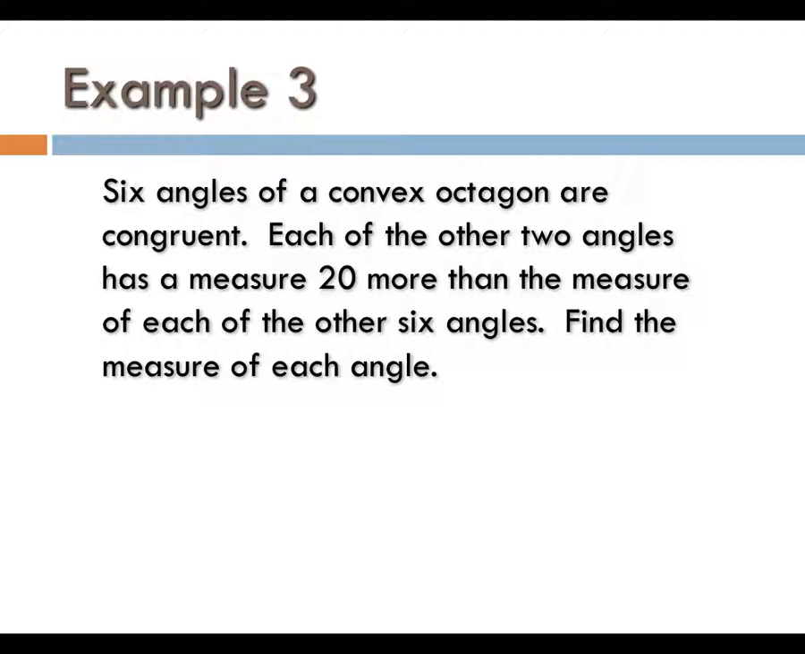Simon, what do you got? I got x equals 40 and 6 of the angles are 40 degrees and the other 2 are 60. Tell us what you did. Since 6 of the 8 angles are the same, I put them as x, and the other 2 I put x plus 20. Then I added all of it together. I got 8x plus 40 equals 360.